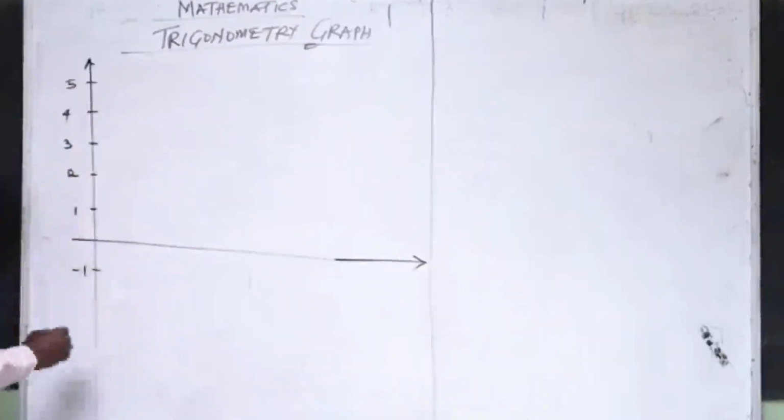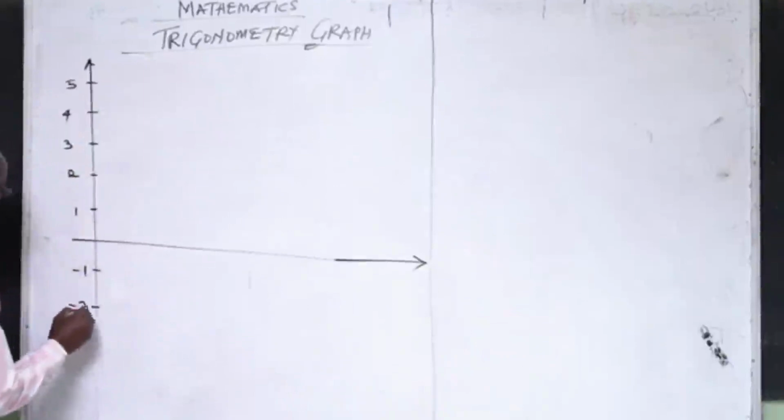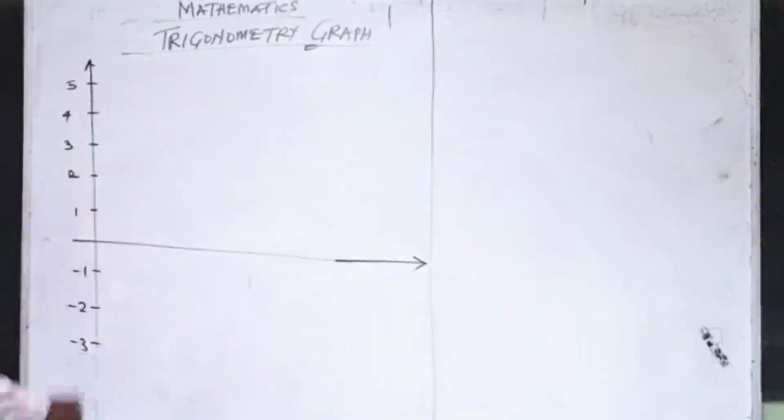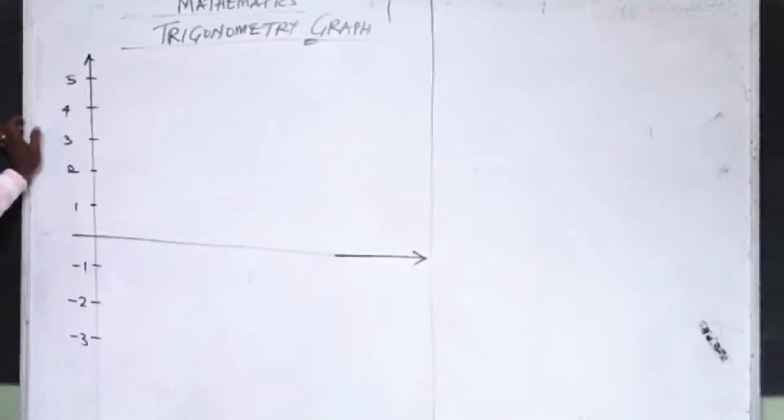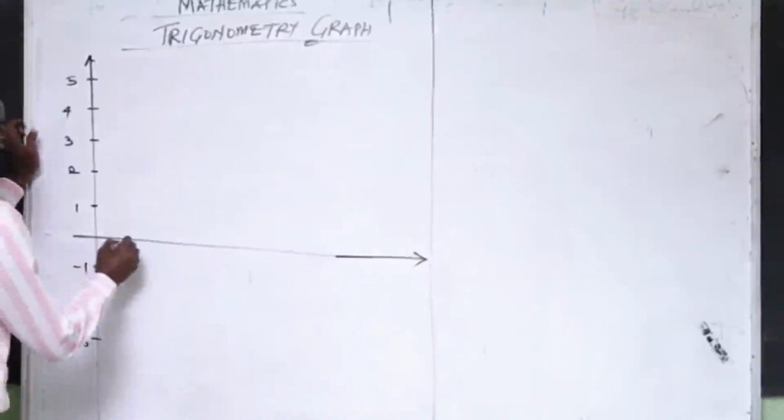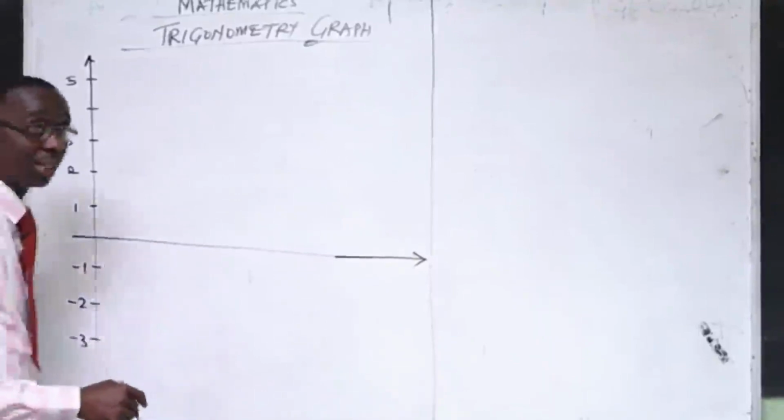Is it -3? So -2, -3. All right. On the x-axis, what's the scale? X-axis, 2 centimeters to 30 degrees. Okay? And we are going to 300, Shay? Yes.